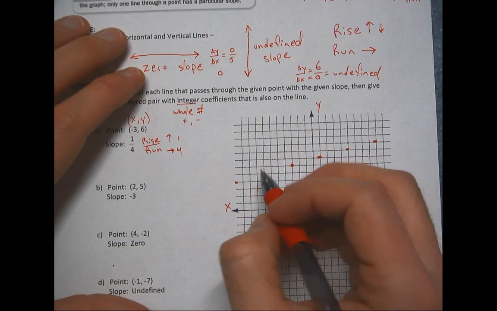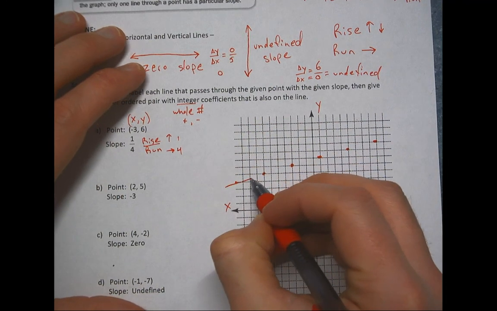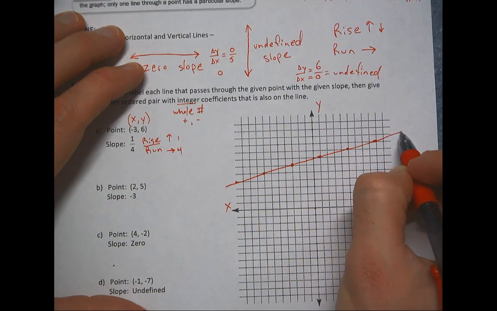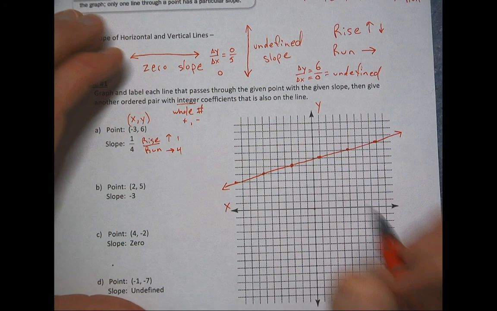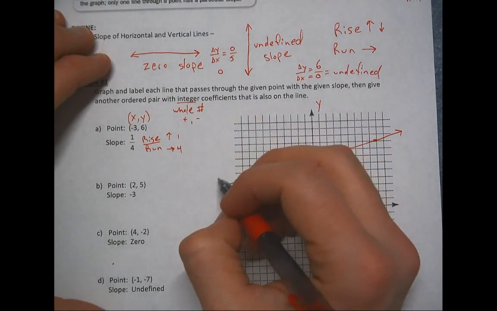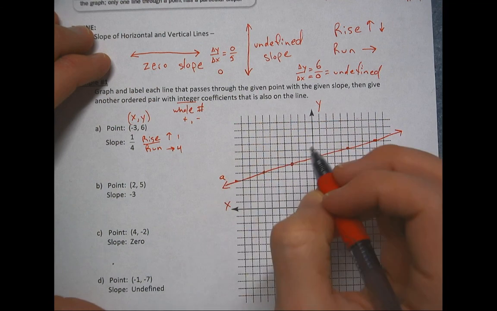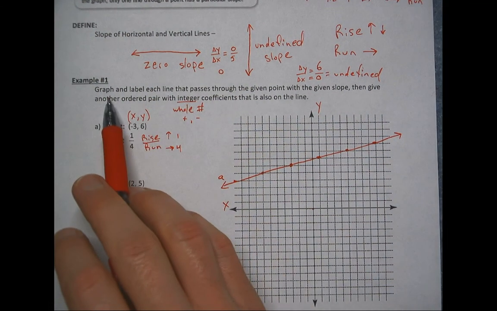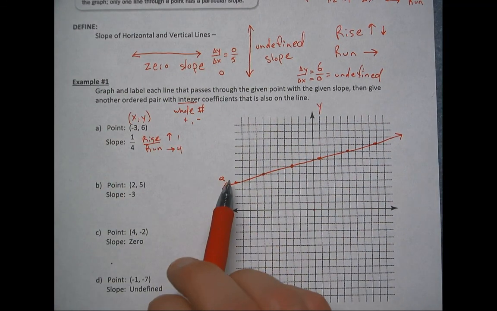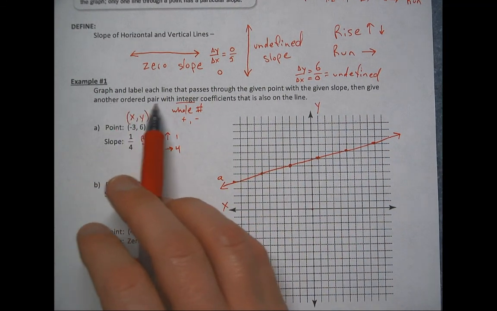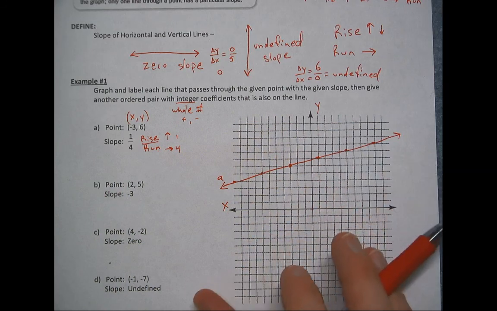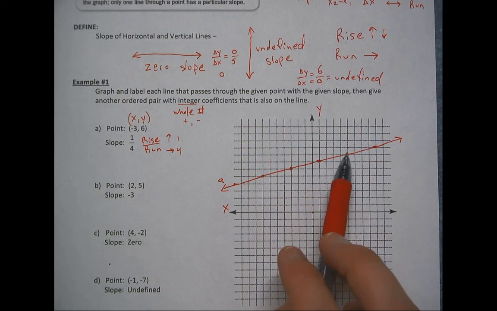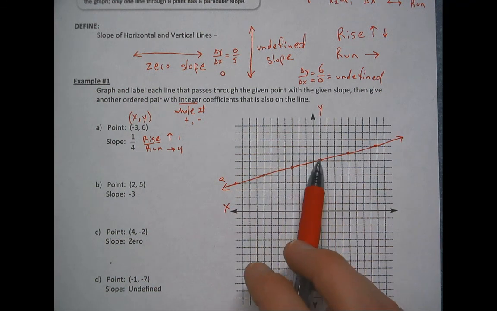All right, ideally using a straight edge, otherwise just going very carefully. This is line A. And so it says graph and label each line. We did that. Then give another ordered pair that's also on the line. So this was the point that was given, -3, 6. You can use any one of these points as your answer. So let's use this one.